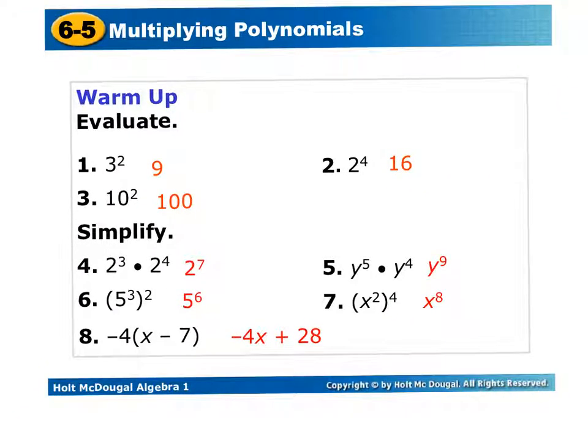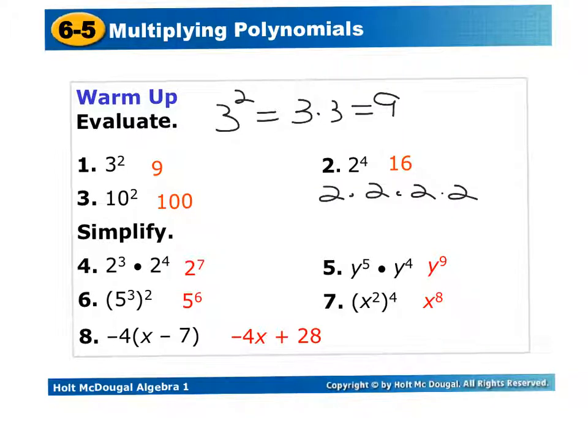So here's just a quick review. Whenever you have a number with an exponent on it, 3 to the second power, that just means 3 times 3, which equals 9. For number 2, 2 times 2 times 2 times 2. I could do 2 at a time. 4 times 4, 16.